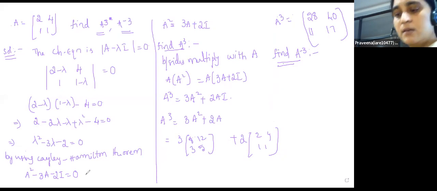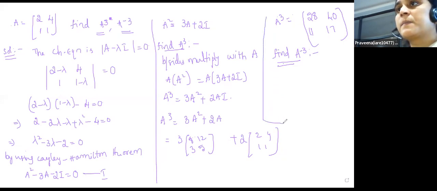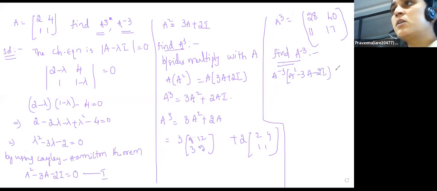Okay, let us take this as the first equation. From that, multiply both sides with a power minus 3: a power minus 3 into a square minus 3a minus 2i is equal to 0. That is, a power minus 3 into a square minus 3a into a power minus 3 minus 2i into a power minus 3 is equal to 0.